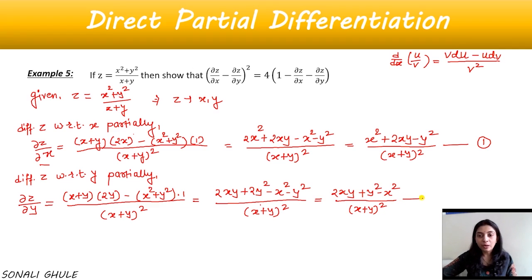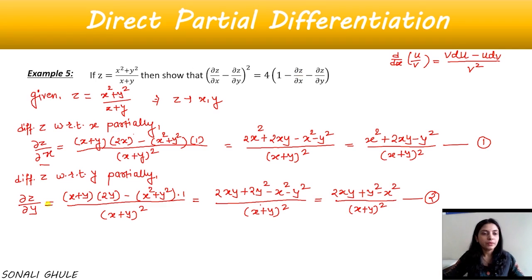Okay. Now I got the derivatives of z with respect to x and with respect to y. Now for this example, I am going to solve the left hand side and right hand side. So first of all I will solve the left hand side. After solving the left hand side and right hand side, both the values are the same, and from that we will say hence proved.